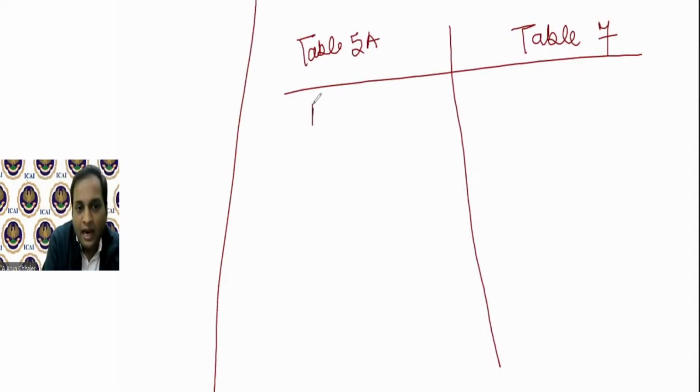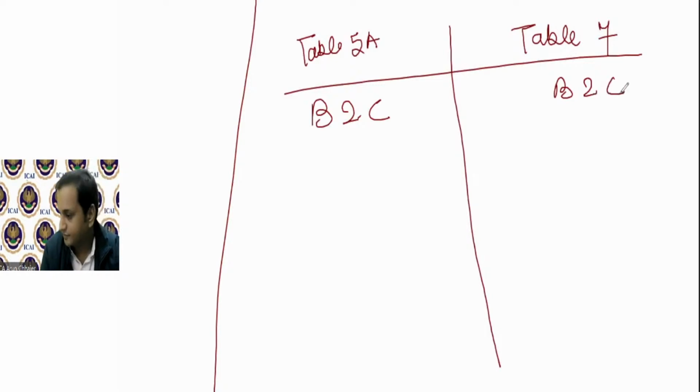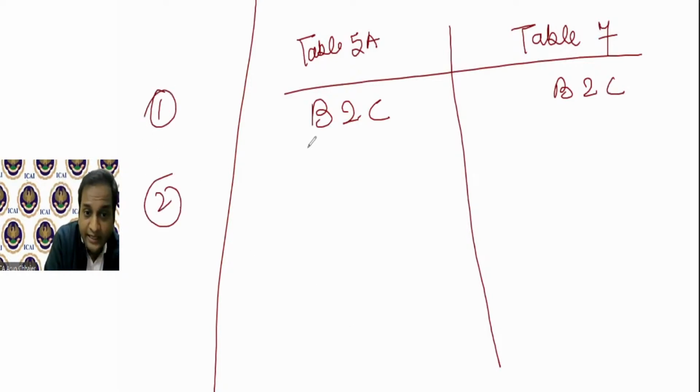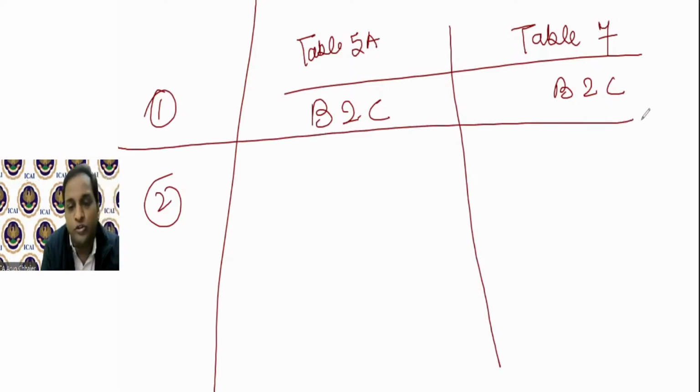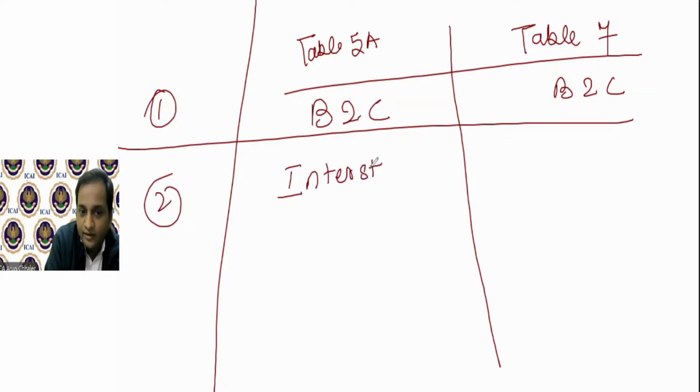Both tables are for B2C transaction. It is interstate, having invoice value more than 2.5 lakhs.